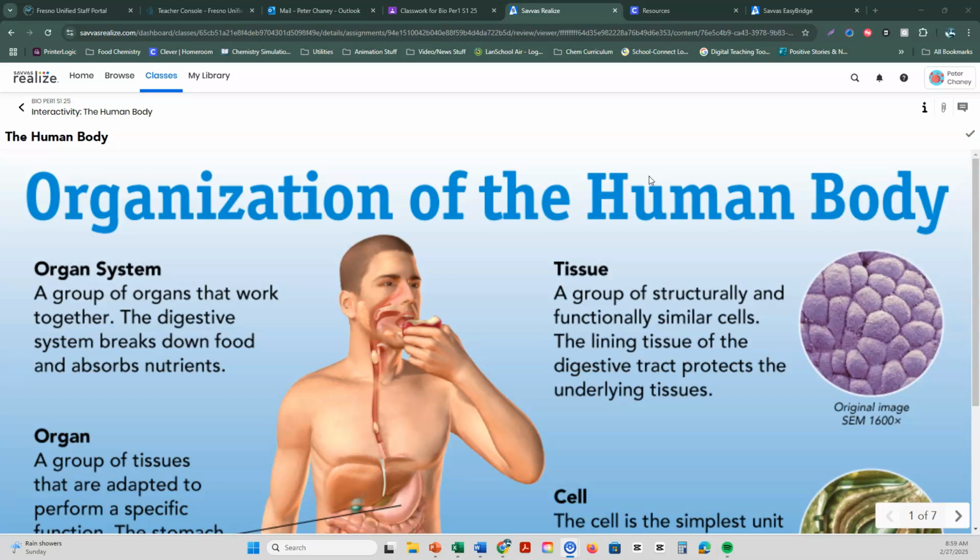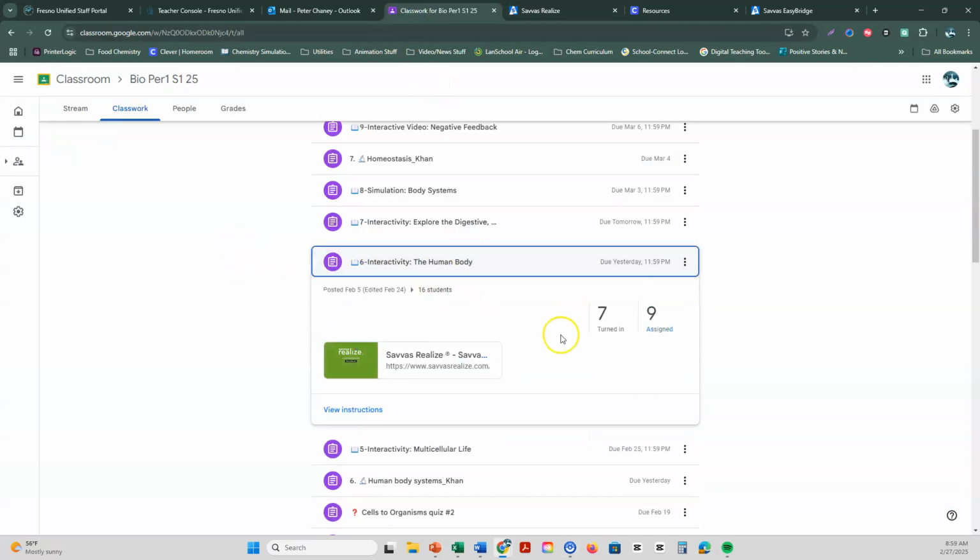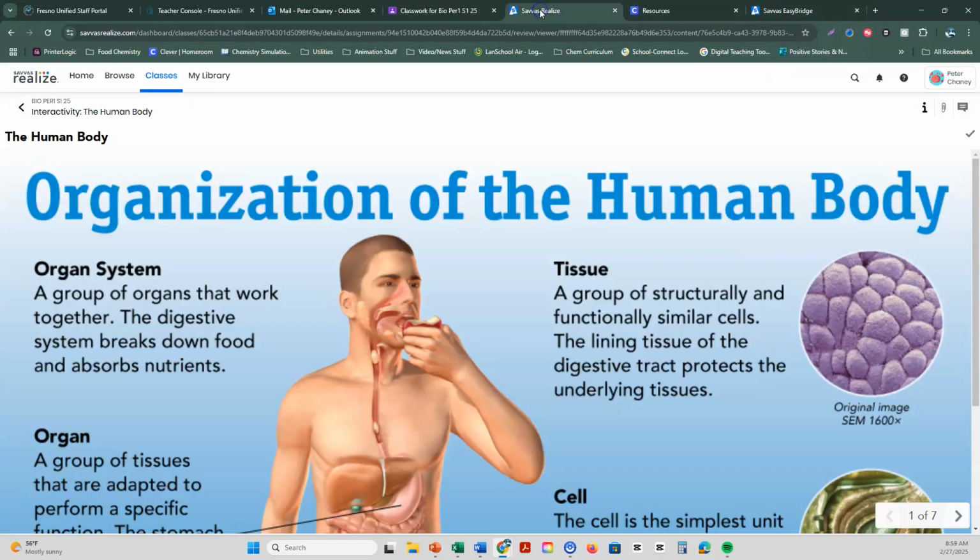This is part 2 of 3, the human body systems that we're going through in the Savvas textbook and Khan Academy section on the human body. The first part of this series was the multicellular life. You can find that in the assignment in Google Classroom. It's number 5. And this is number 6, interactivity, right here, number 6. And it'll be attached to this assignment once I'm finished making this. So let's go through the human body interactivity in the textbook. So here we go.